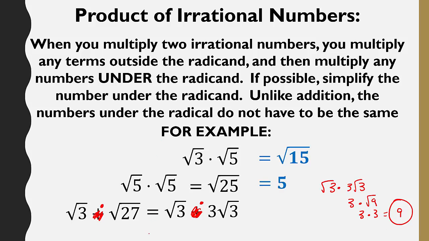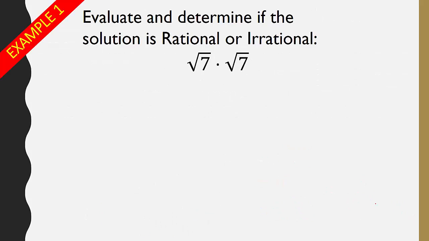Or you can just say, well, I don't want to do all that. Let's just do 3 times 27, which gives me the square root of 81, which is also 9. Okay, so either way it works. Yes, this is much easier, but I'm just showing you why that also works.